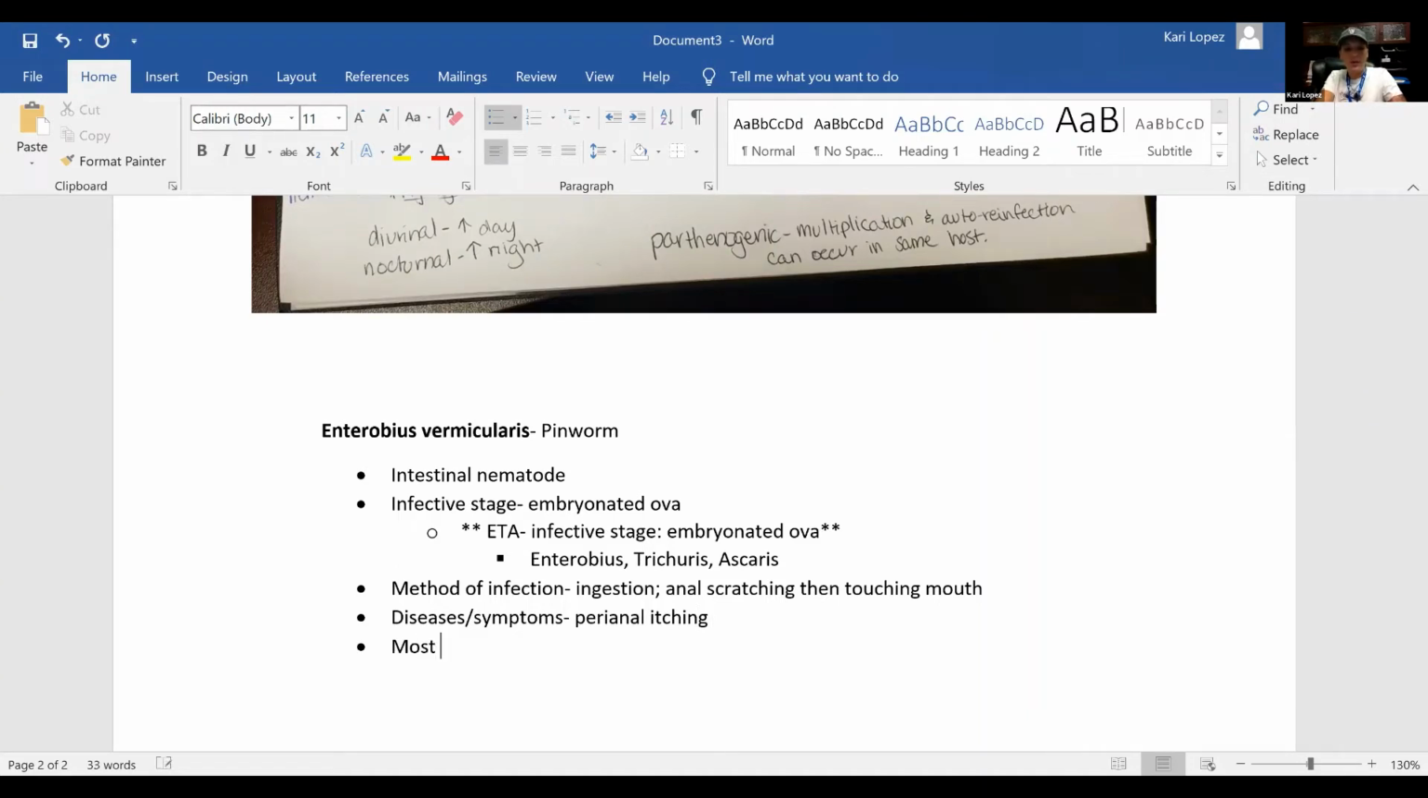It is the most common helminth. And then your diagnosis is going to be the cellophane tape prep. Did y'all learn about that? Cellophane tape prep.